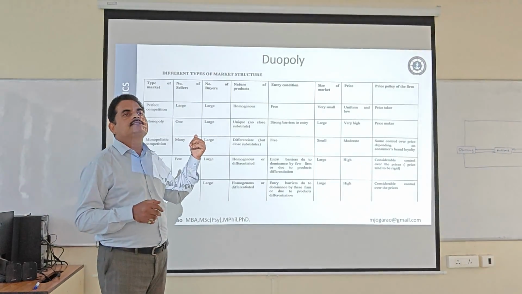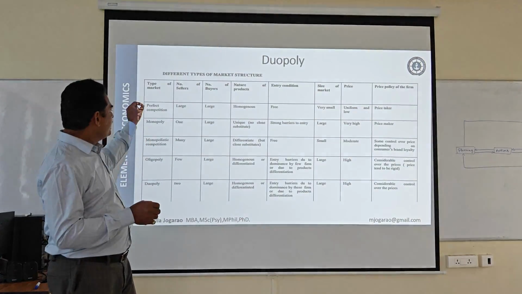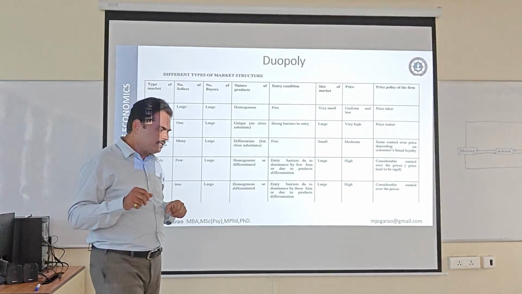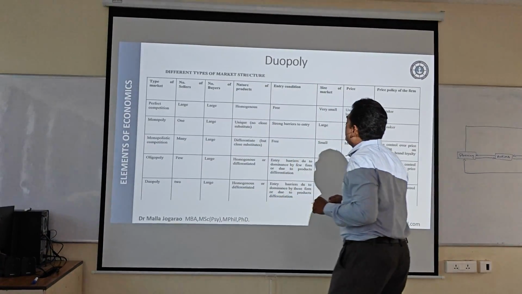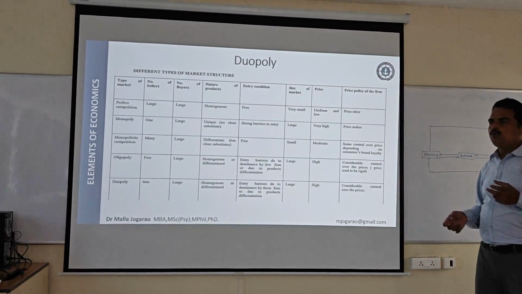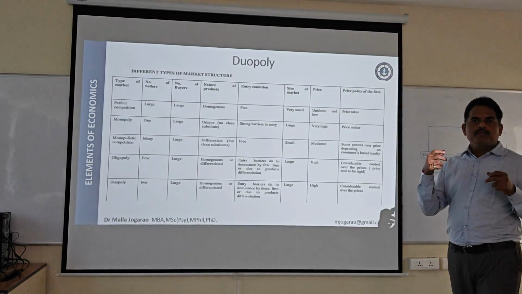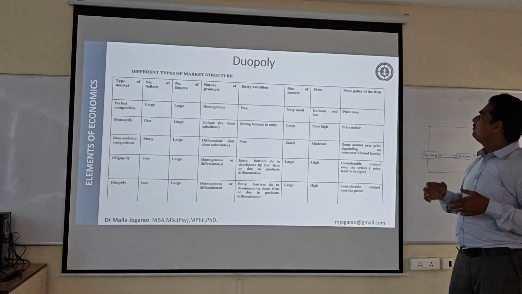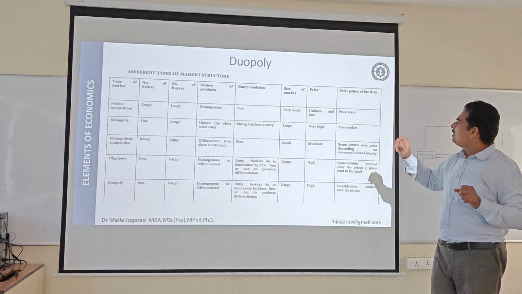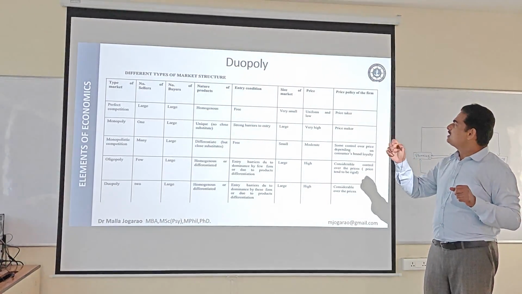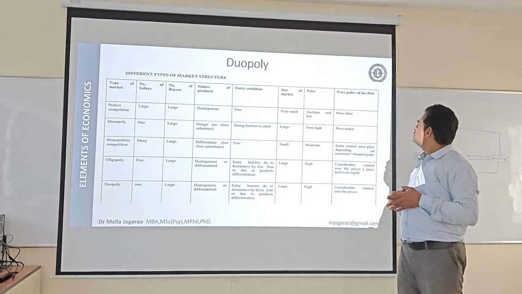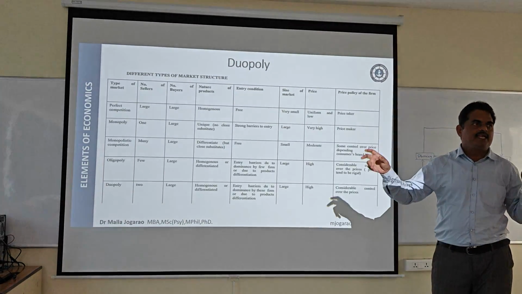In perfect competition, the number of buyers and sellers is large. The nature of the products they are selling is homogeneous goods. And entry into perfect competition is very free. Any new entrepreneur who wants to come into the perfectly competitive market can easily enter the market. The size of the market in perfect competition is very small, whereas the price in perfect competition is uniform and low. In this kind of market, the price policy of the firm is that they are price takers only.